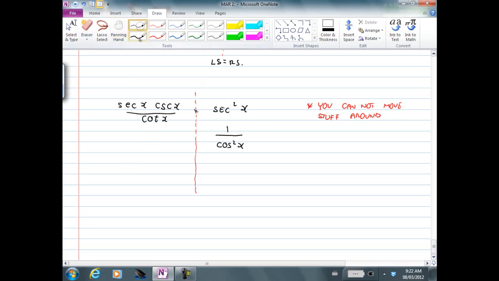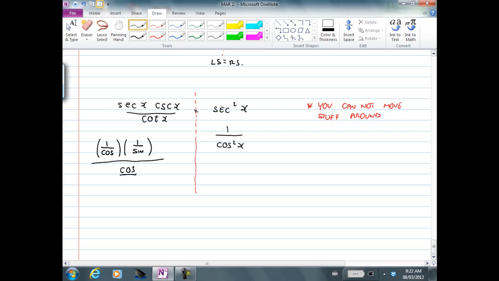Secant x equals to what? 1 over cos. Now instead of writing x, I'm going to be a bit lazy for now. I just go 1 over cos. Okay. Cosecant. What is cosecant? 1 over sine. So I'm going to be a bit lazy. Over cotangent.